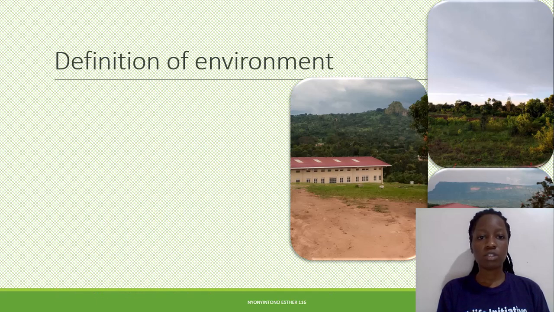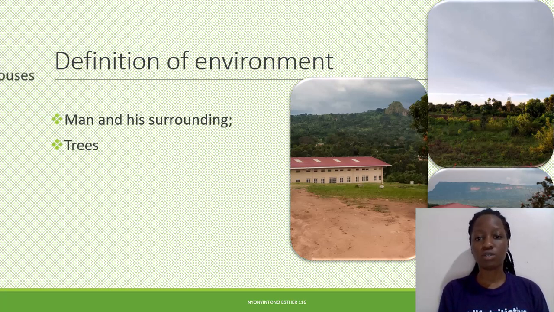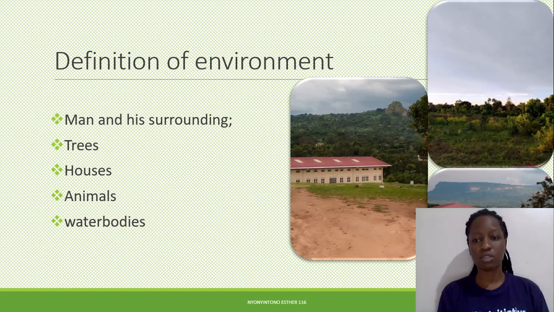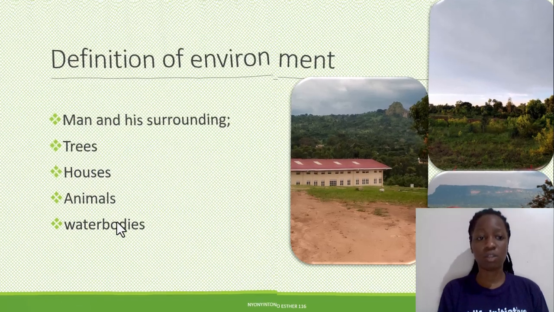So to begin with is the definition of environment. Environment refers to man and his surrounding. And his surrounding includes a lot of things like trees, houses, animals. We have water bodies and so many other things. When you look at yourself and then try to see whatever is in your surrounding, what surrounds you, that's your environment, and that's the actual definition of environment.